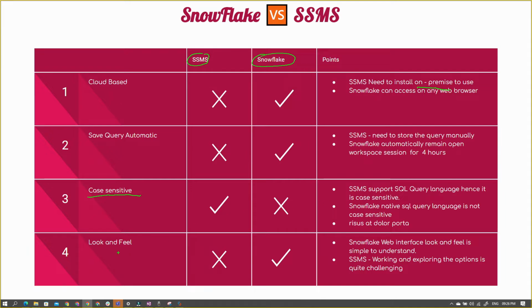Look-wise and feel-wise, Snowflake is quite simpler, whereas SSMS is quite difficult compared to Snowflake. In Snowflake, query history and role switching are possible with the interface, but in SSMS, you need to write a query to switch your roles and see the query history.